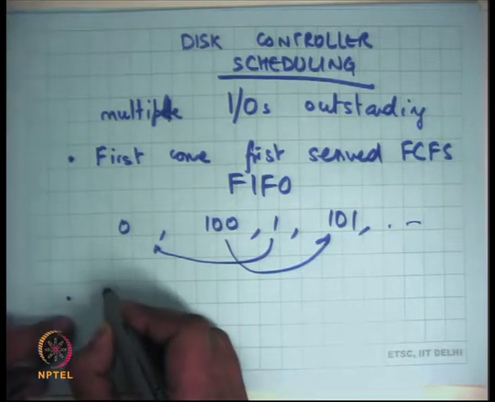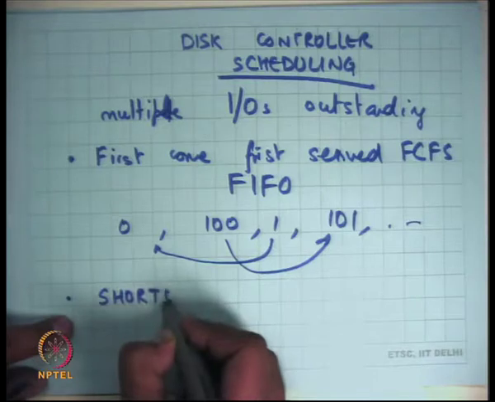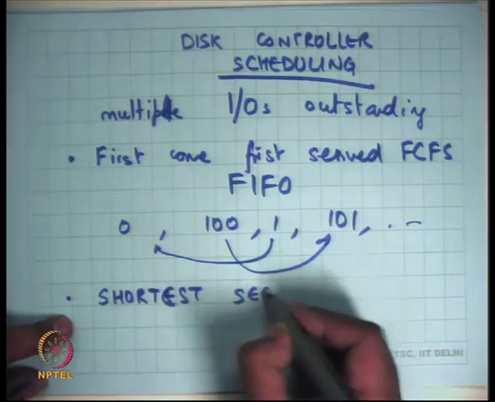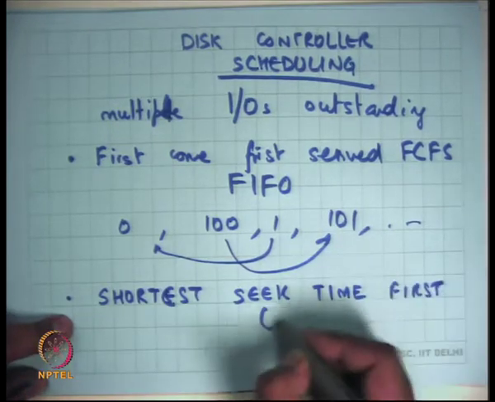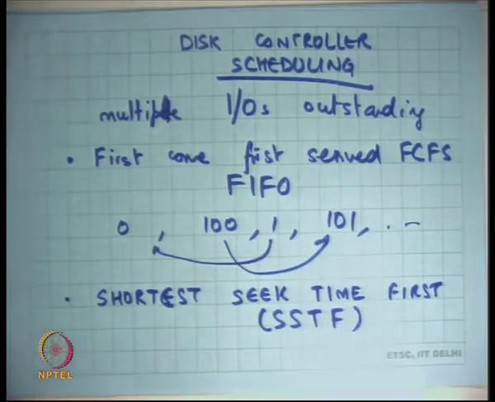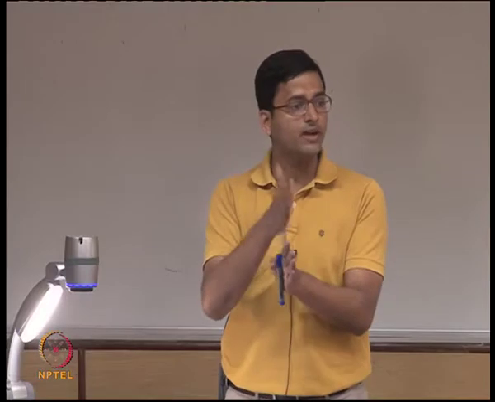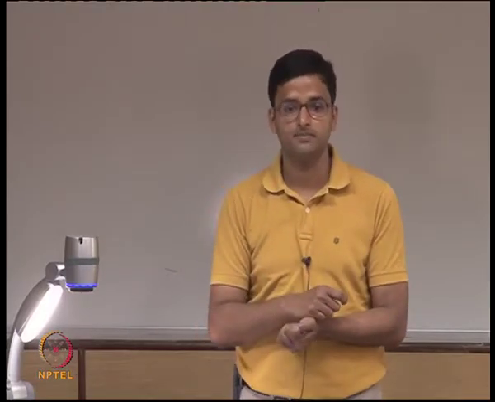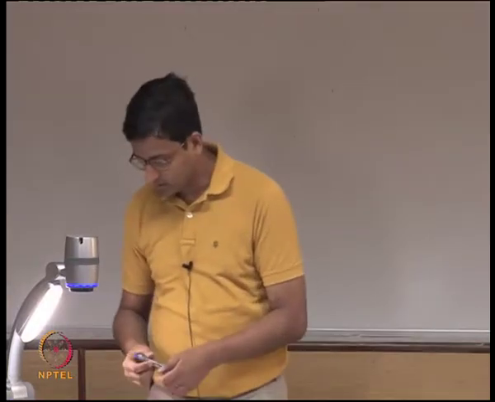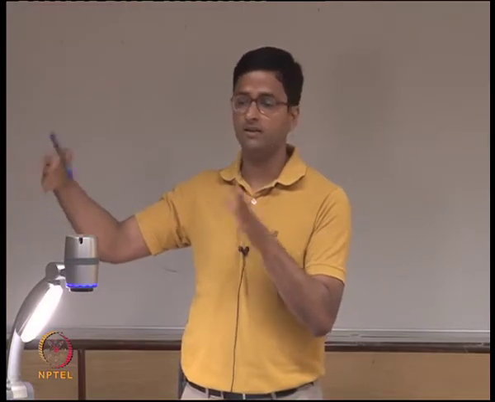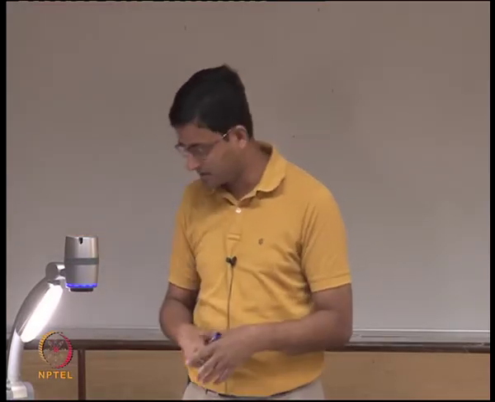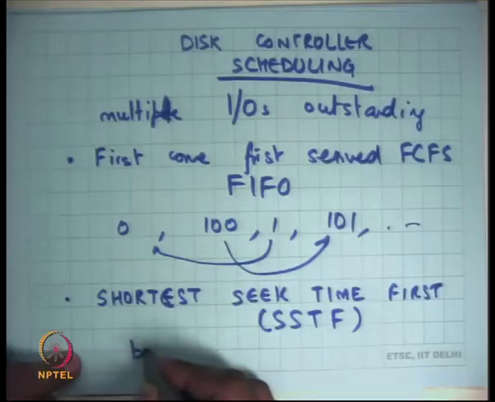The other thing to do is shortest seek time first, also called SSTF. Here the idea is, let's say I have n requests in my queue. I will compute which of them is closest to the current location of the head, and that's the one that I'm going to serve. So you can imagine that if there are lots of requests outstanding in the queue, then you can get significant optimizations there. So this is good, but can lead to starvation.